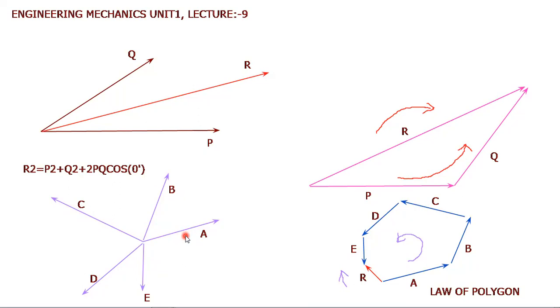And this R is nothing but the resultant of this ABCDE taken together, and ABCDE here plotted together. These all ABCDE forces in the first diagram are the coplanar concurrent forces. Coplanar means in the same plane, and concurrent means either emerging from the same point or meeting at the same point. So all these forces are coplanar concurrent forces in the first diagram.